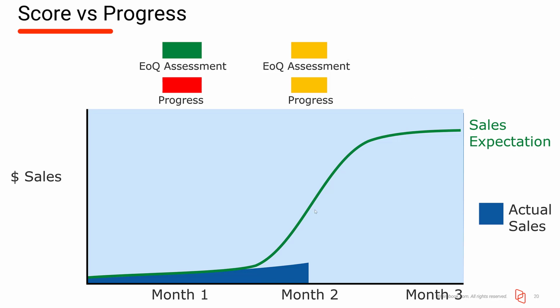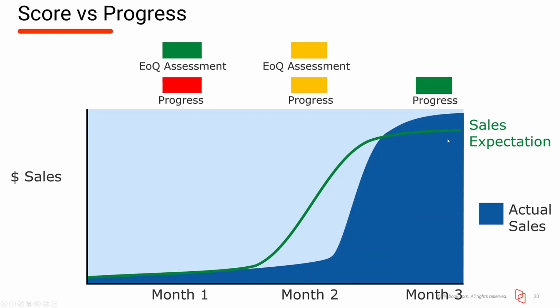And then let's make a happy ending to this story. You know, let's say in month 3, when we see what our actual sales look like, we exceed target. So both the progress is green and the end of quarter assessment is green. So that's why we need 2 separate things, a mathematical progress versus your professional assessment. And without this assessment, we tend to make, unfortunately, bad decisions.